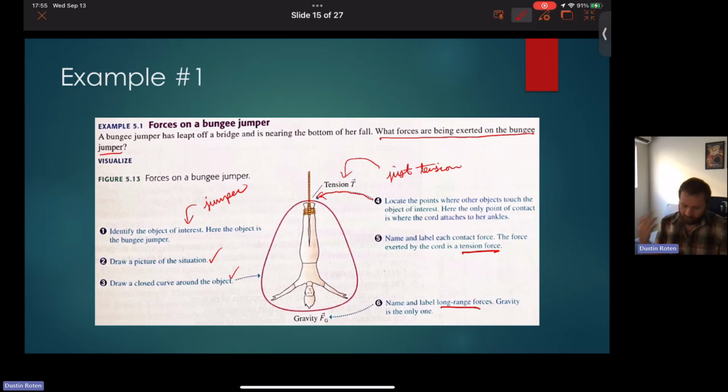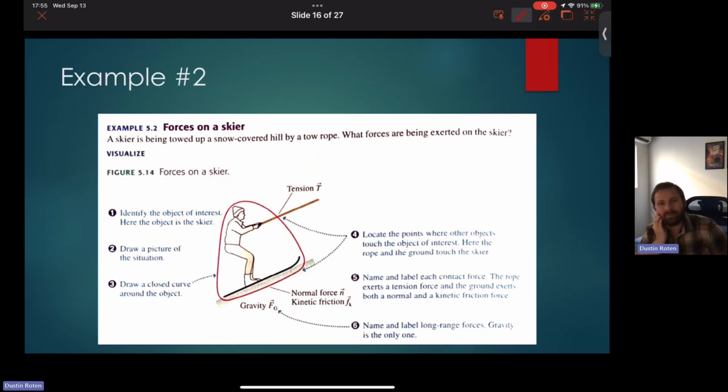So the force due to gravity, so gravity is going to be pulling her down. That's the long-range force. It doesn't breach our circle that we drew, our closed curve, but it is there and it is acting on her. So that was it. We've done those 6 steps, and that let us identify the forces. So you can see that there's just 2 forces. There's tension pulling up and gravity pulling down.